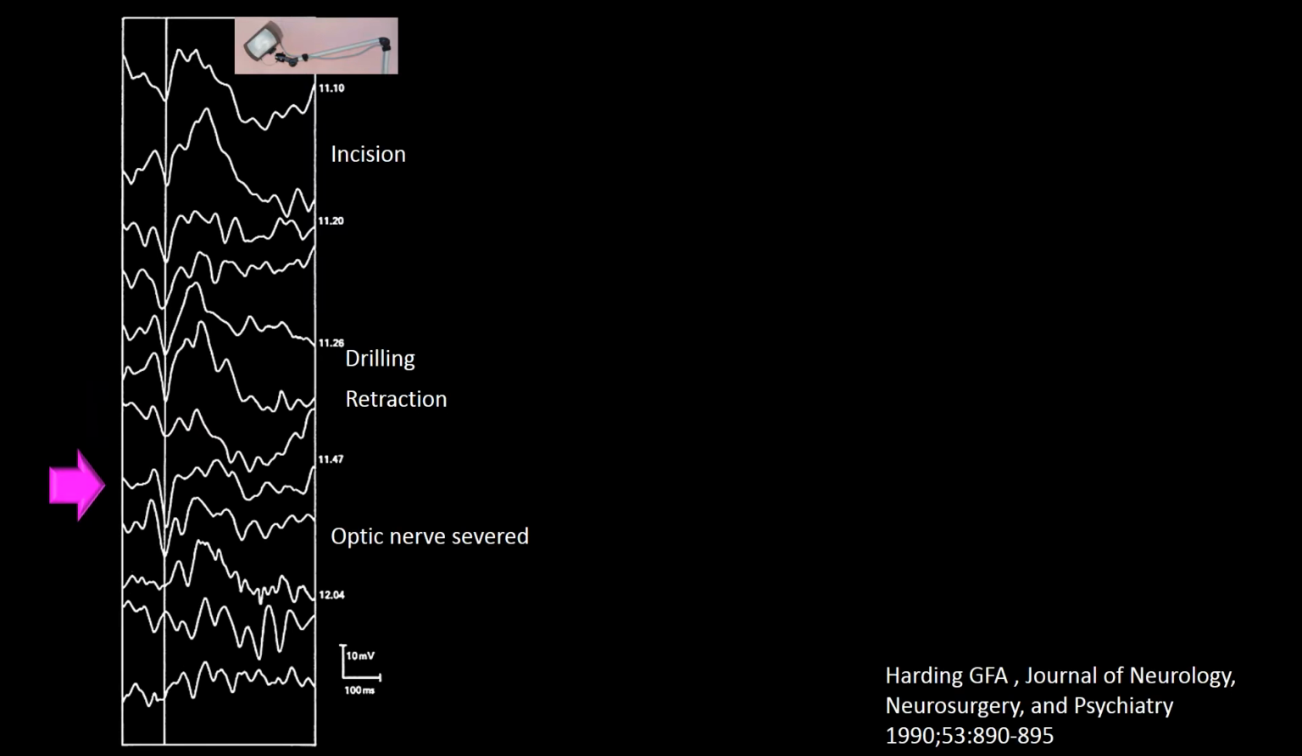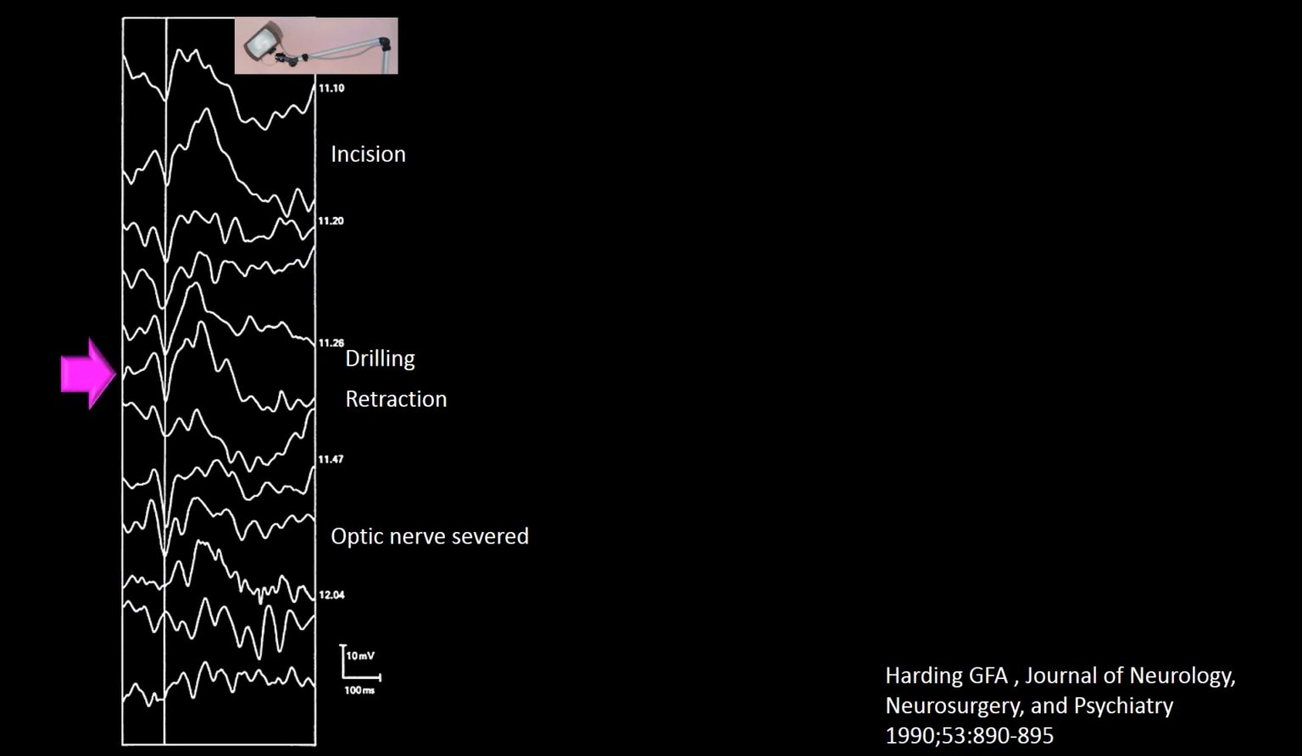But in a subsequent tracing, several minutes later, you can see that the main wave comes back in pretty good shape. And it stays so. This is so until the optic nerve is severed. At the time the nerve is cut, the main wave disappears. So there is no doubt that the main wave reflected optic nerve conduction.